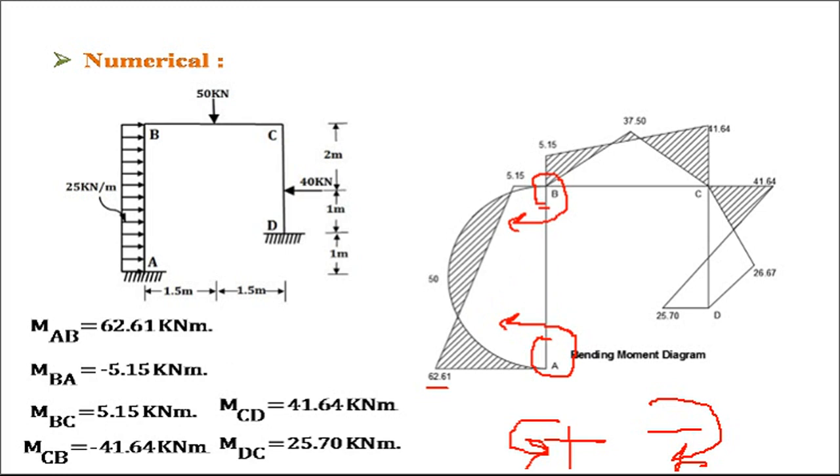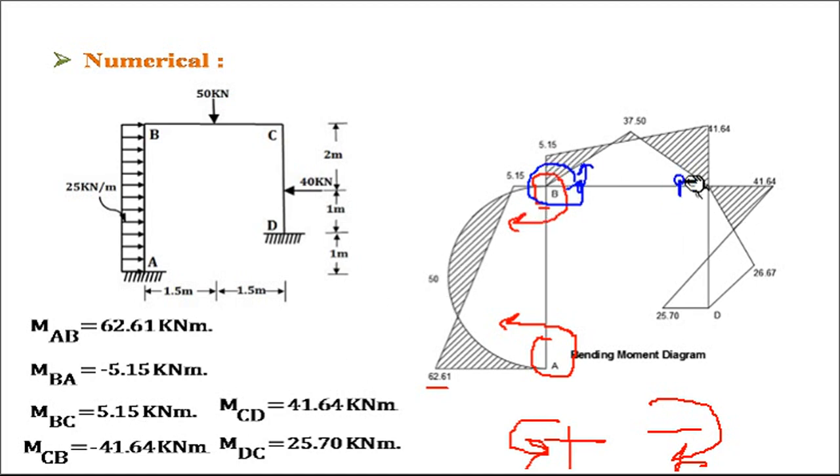Now the moment in member BC is 5.15. That means it is acting in anti-clockwise direction. So you have to keep the pen nearer to B along line BC and rotate the joint B in anti-clockwise direction and cut the member BC once. That means this moment 5.15 is acting above.